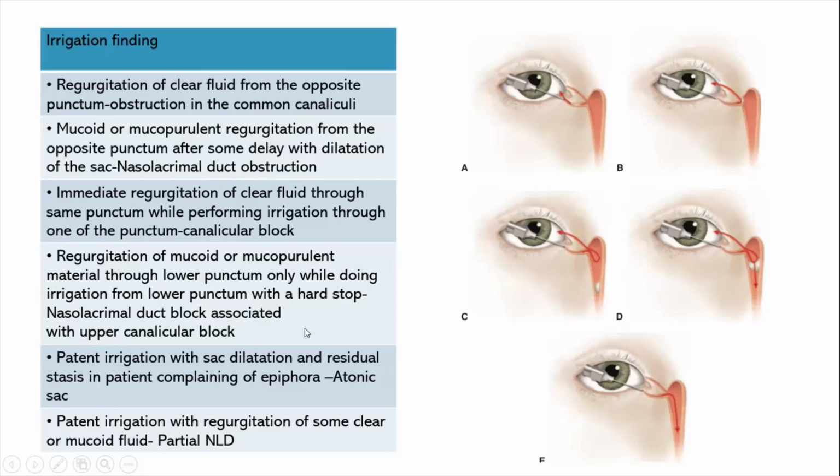In case of an atonic sac, what happens? Because we are pushing the fluid under pressure into the drainage system, it is not a physiological test. So the sac dilates, it is patent as well, and there is a residual stasis. In case of an atonic sac, the sac is not able to pump, but the system is patent. And in case of a partial regurgitation, the patient will feel the fluid and you will see the regurgitation as well.